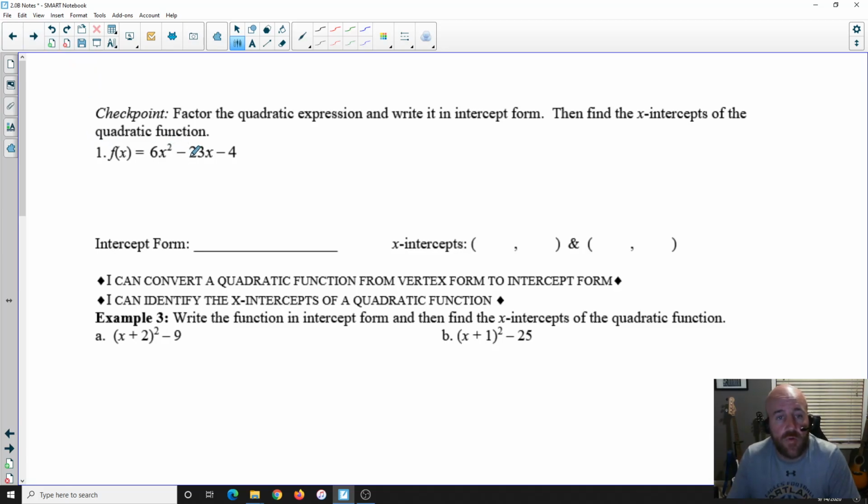All right. So we've checked to see if there's a greatest common factor, and there's nothing that I can pull out of all 3. So we've got to factor this. So factors go here and here. So 6x squared. So we have to think about factors here. So let's try a 3x and a 2x.